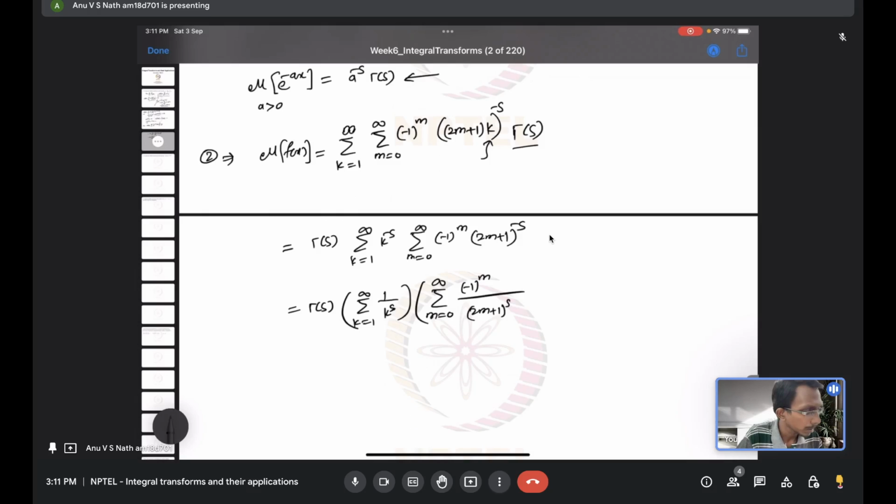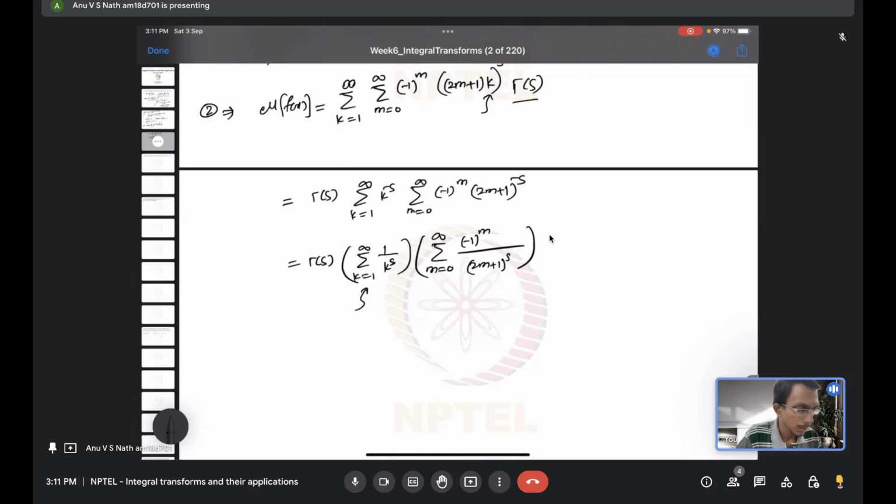And if you recall, the first sum is actually the definition of the well-known Riemann zeta function, and the second one probably you may not remember. If you expand the first summation, zeta of s is 1 plus 1 by 2 raised to s plus 1 by 3 raised to s plus etc. The second one will look like 1 minus 1 by 3 raised to s plus 1 by 5 raised to s etc.